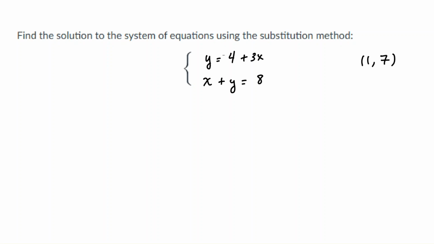If you know how to use the elimination method, you can, but we have been given a hint that the substitution method would be more efficient here, particularly because I see I've already got y solved for, so I'm going to substitute that into the other equation. And remember to put it in parentheses, so x plus the substituted value of y, 4 plus 3x equals 8, substitute in the other equation.